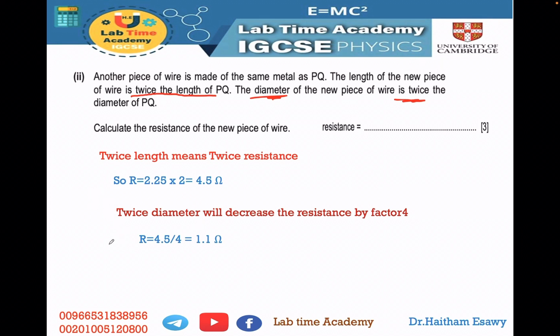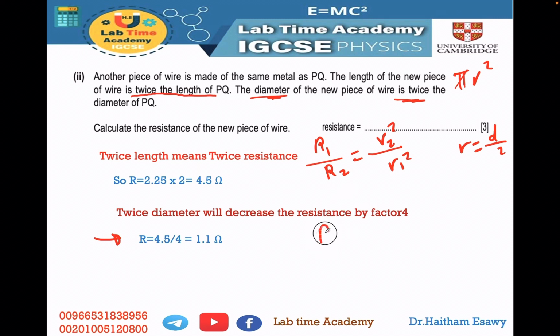Actually, we can prove the second point. How can? We know that R1 over R2 equals r2 squared over r1 squared. And you know the r is the radius, and the radius equals diameter over 2. From where we get the r squared? Because the area of the wire equals pi r squared, so the pi will be cancelled from up and down. So here he said the diameter of the new piece of wire is twice, so here we have doubled.